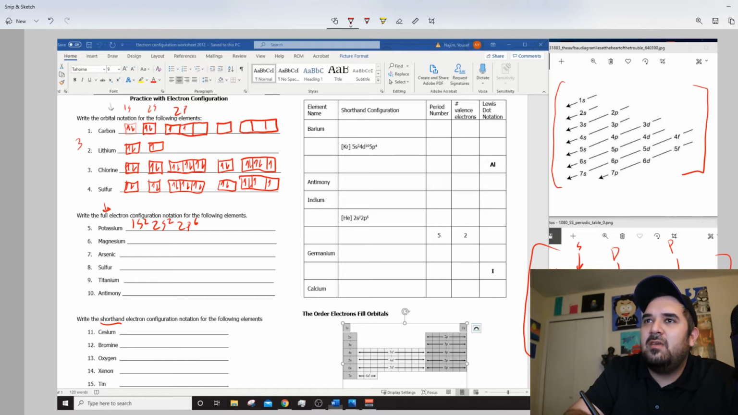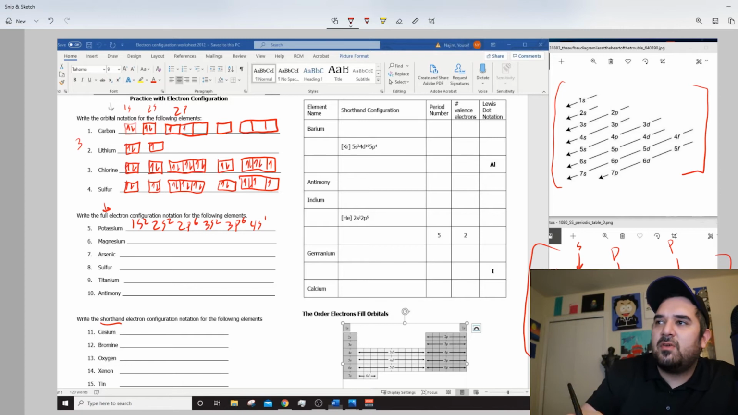So after 2P, we have 3S2. And then after 3S2, we got 3P. And let's count what we have so far. So these are 10 plus 2 is 12. And we need 19, so let's add 6 more. So 3P6. And that gives us 12 plus 6 equals 18, so we're 1 electron short. After 3P, we have 4S, and that's going to be 4S1.